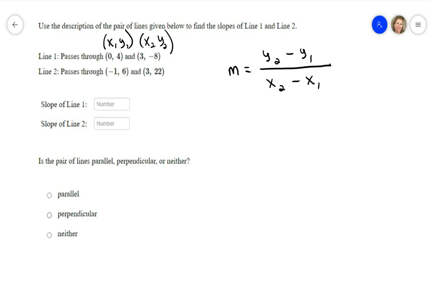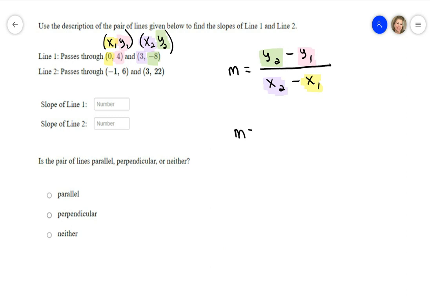So when I'm looking at this, here's my y sub 2, that would be the negative 8. And then here's my y sub 1, which would be that 4. And x sub 2, here's x sub 2, which would be that 3. And last is x sub 1, here's x sub 1, which would be that 0.